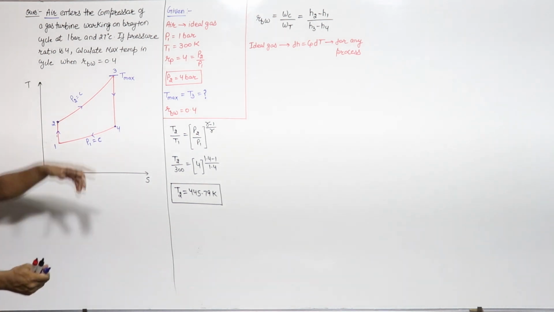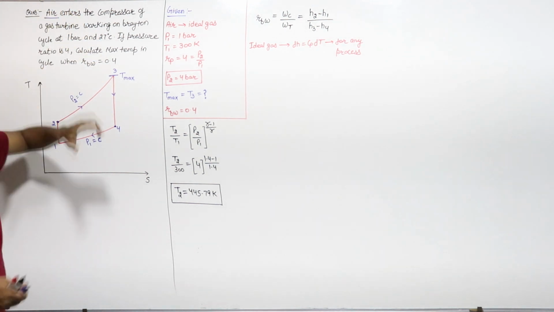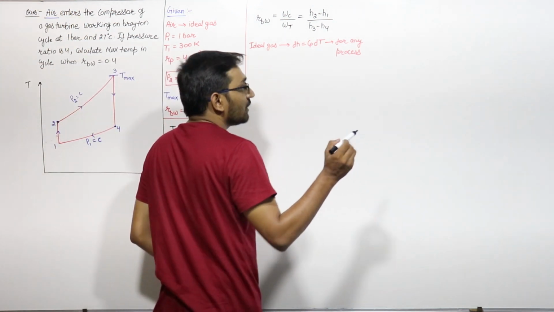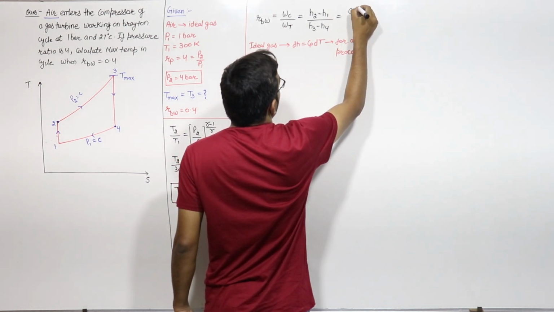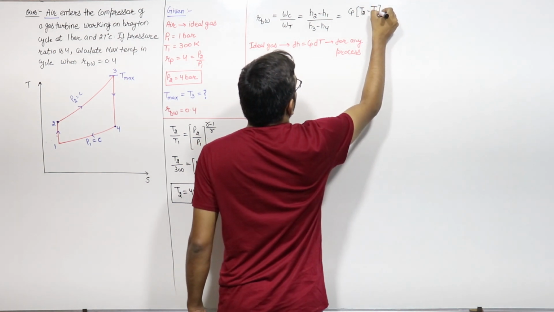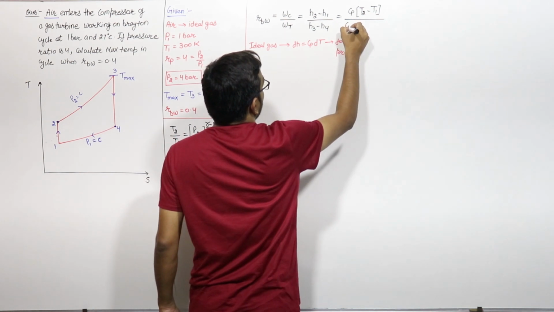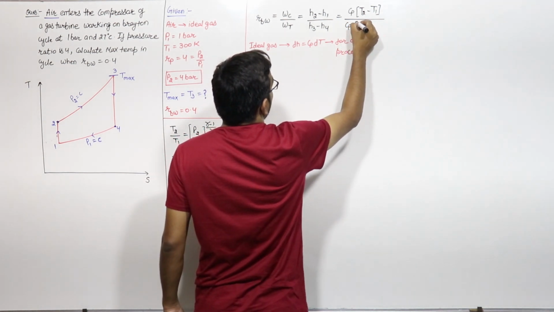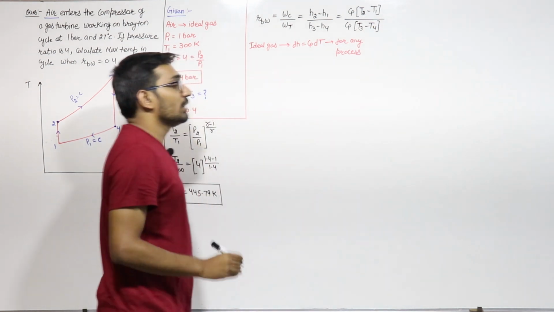If in the question air is not there, if any other gas is there, then you cannot write that H2 minus H1 will be equal to Cp into T2 minus T1. This relation we can only write for an ideal gas for this work, and this H3 minus H4 can be written as Cp into T3 minus T4. You have to remember this thing.